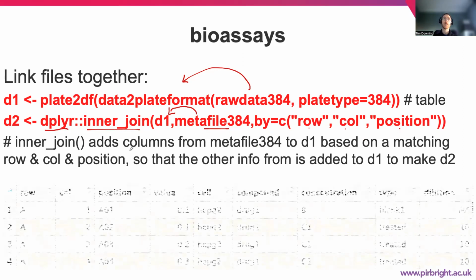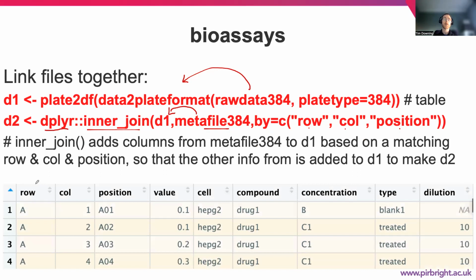And what we'll see then is this kind of representation at the end. We have a row, column, position, which are specified up here. The value, the cell, the compound, concentration, type, and the dilution. So you can see that effectively what we did, if you think about it, is the metadata values have been imported into our plate here.